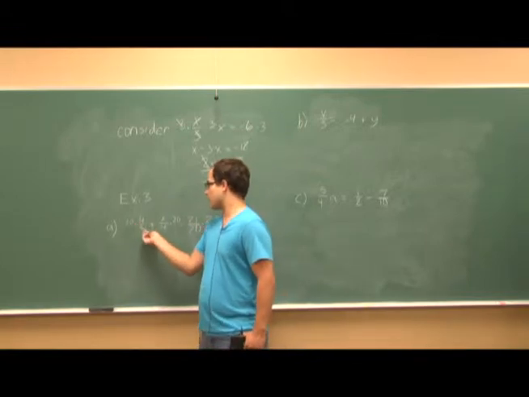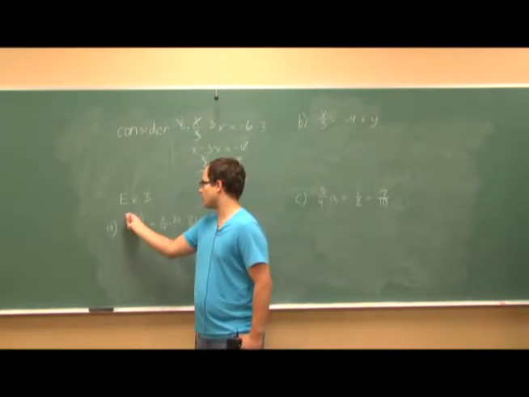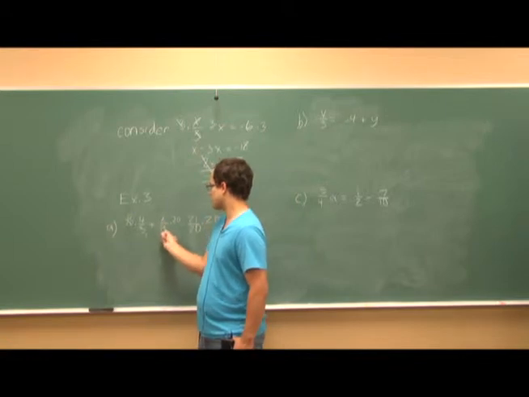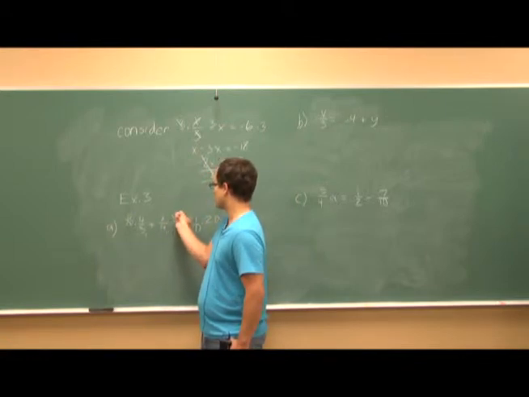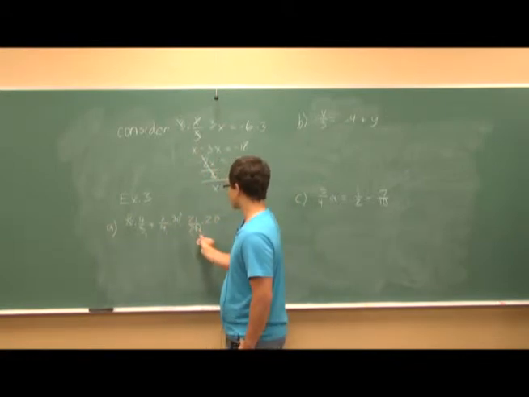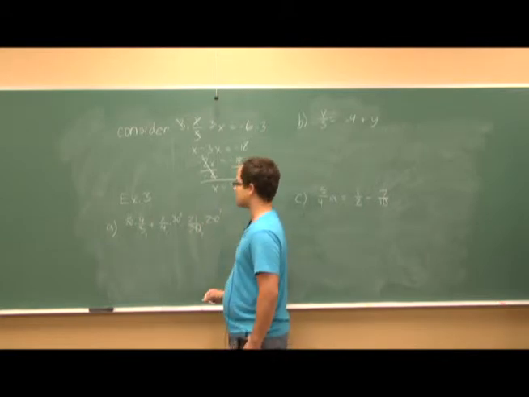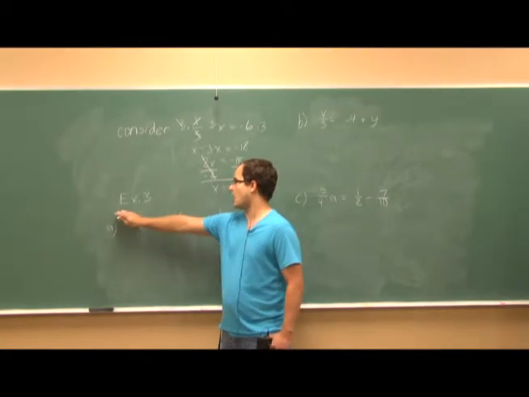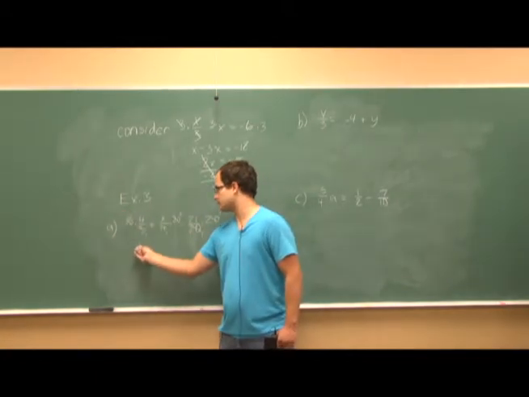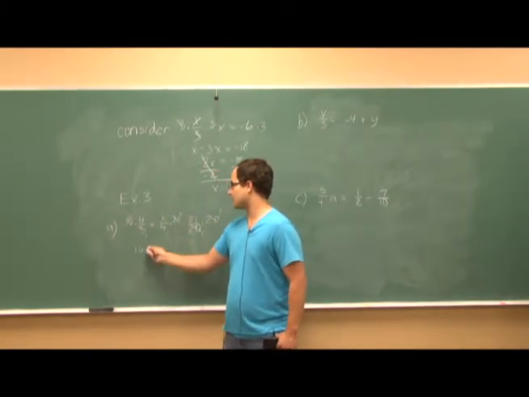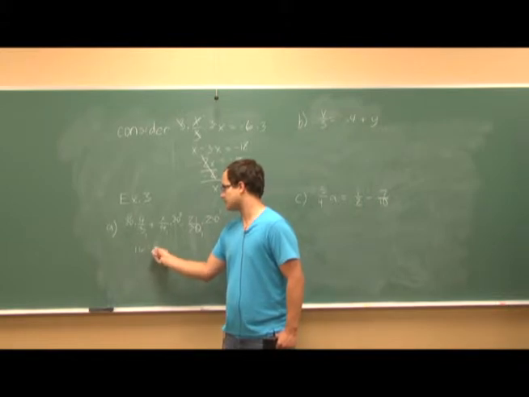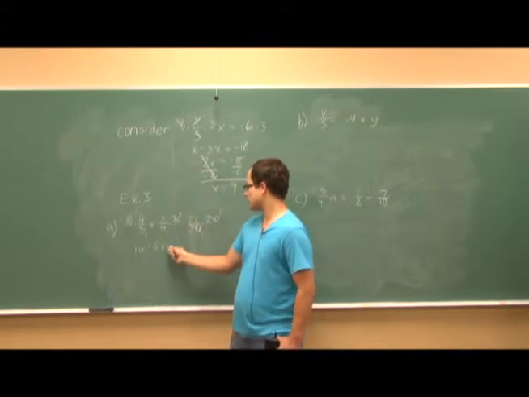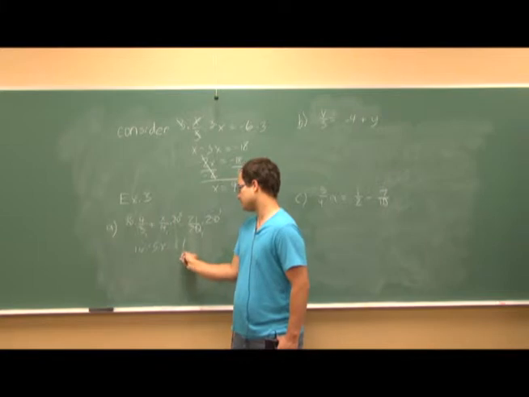Here, 5 goes in 5 once, 5 goes in 20 4 times. 4 goes in 4 once, 4 goes in 20 5 times. 20 goes in 20 once, 20 goes in 20 once. So now, all the denominators are gone. All I have left are 4 times 4, 16, x times 5, 5x, 21 times 1, which is 21.